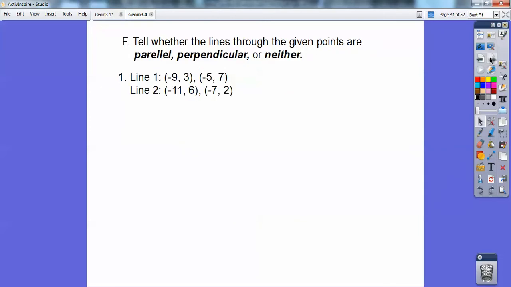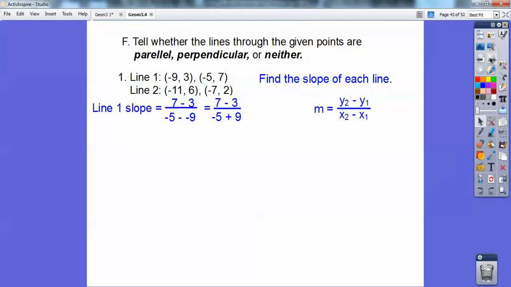All right, tell whether the lines through the given points are parallel, perpendicular, or neither. Okay, so we have 2 different lines. I have to do slope formula for line 1 and slope formula for line 2. So let's find the slope of each line. Here's line 1. y sub 2 minus y sub 1 over x sub 2 minus x sub 1. So I get 7 minus 3 is 4. Negative 5 plus 9 is 4. 4 over 4 is 1.